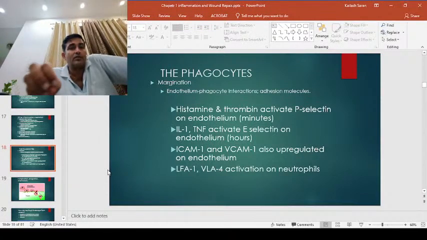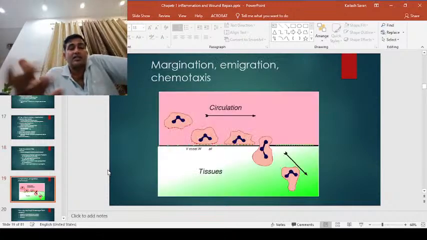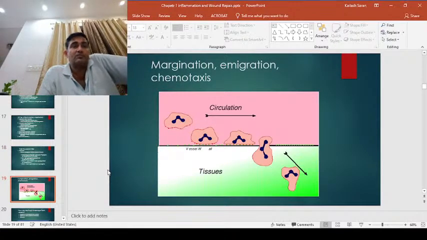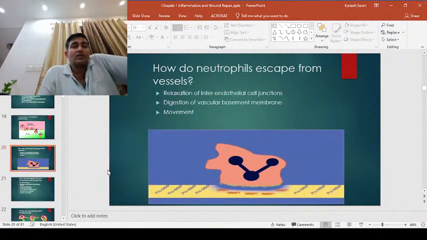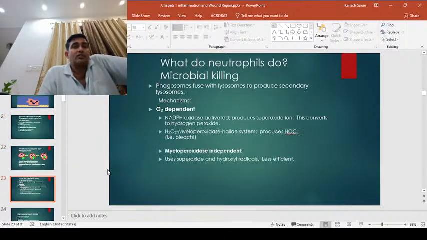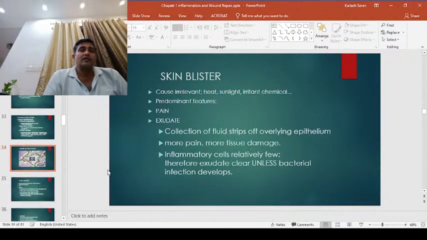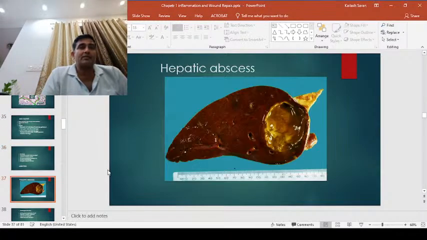So what happens on the neutrophil during phagocytosis is LFA-1 and VLA-4 activation. So this is an exception, that's why you have to remember this, very important. This is depicted here, and chemotaxis, what happened there. You can go through this presentation, and I will not take much of your time.